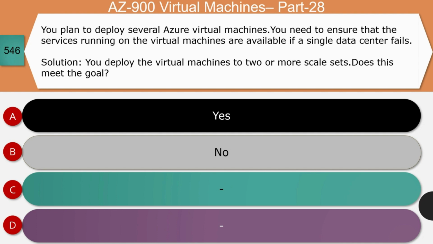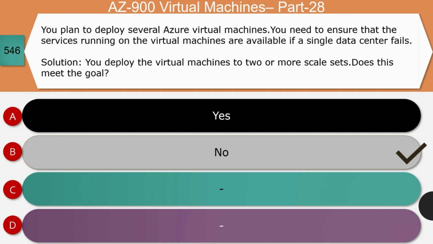Next question. You plan to deploy several virtual machines. You need to ensure that the services running on the virtual machines are available if a single data center fails. The suggested solution is you deploy the virtual machines to two or more scale sets. Does this meet the goal? Is it yes or no? The right answer for this question is no.